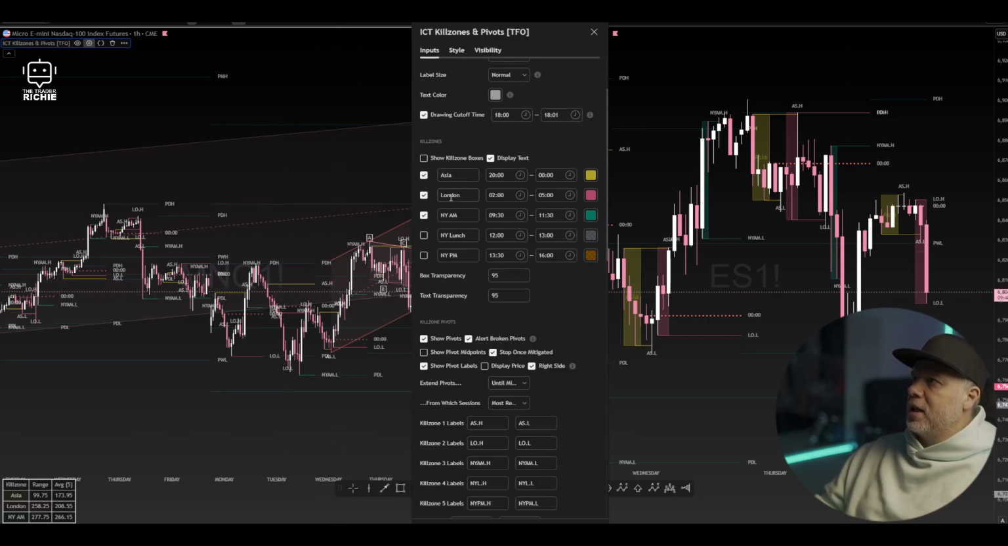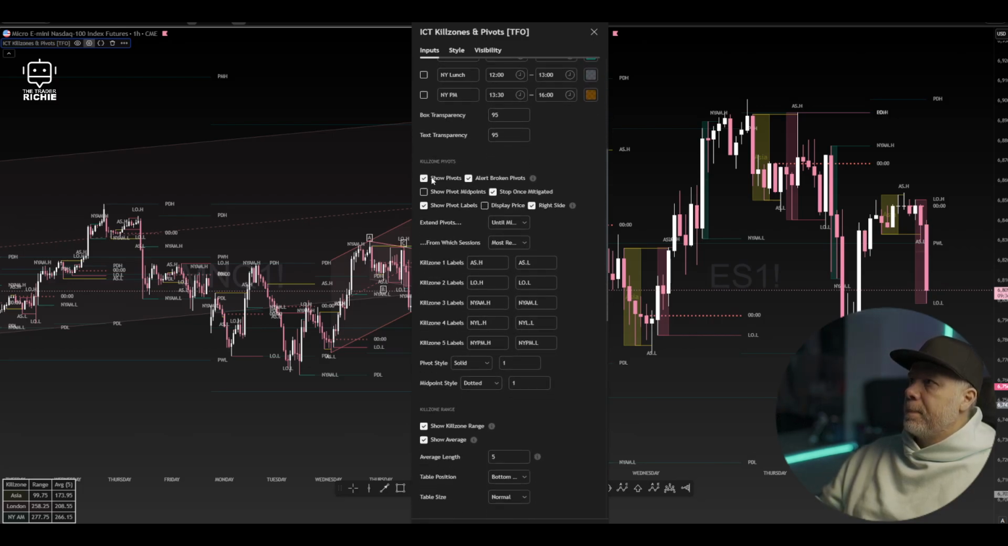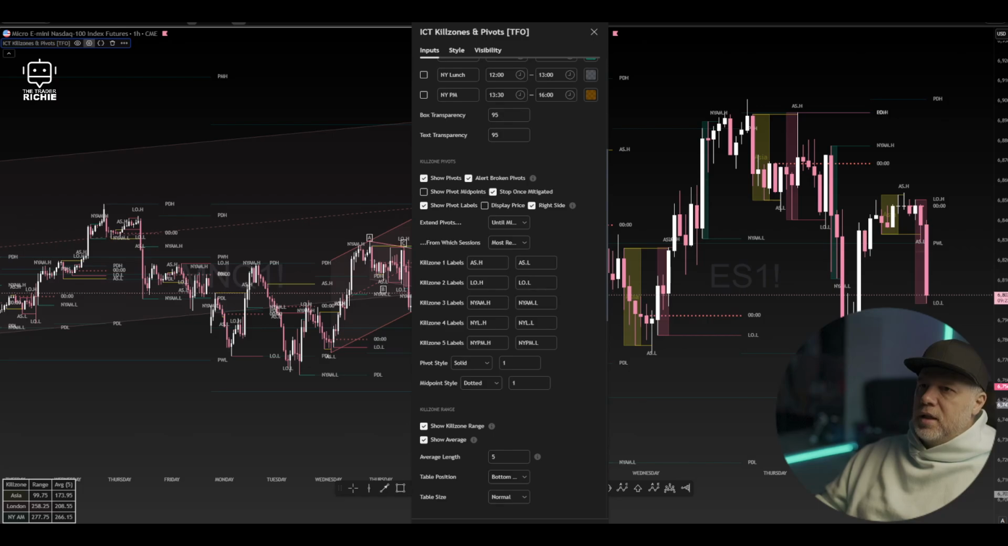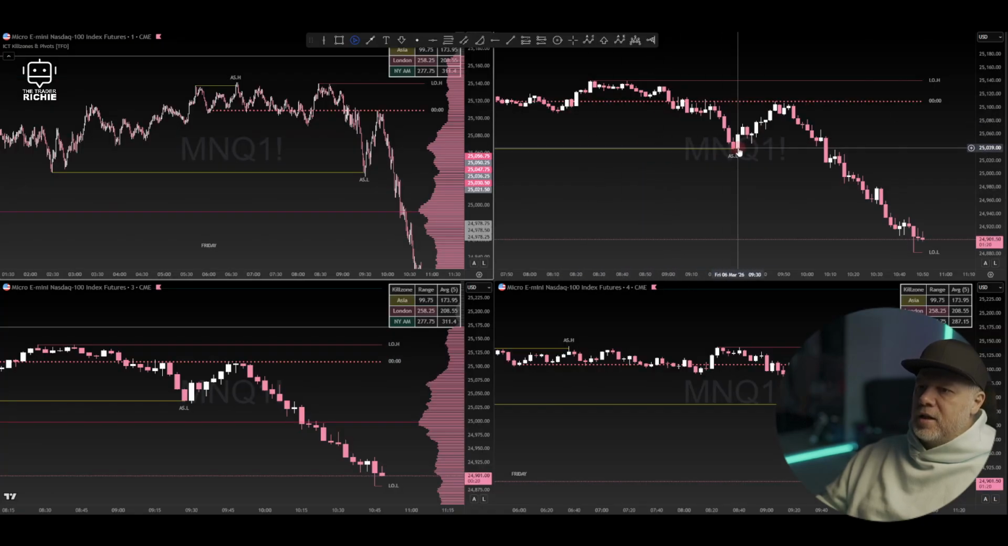So I've got the Asia, the London, the New York, and occasionally I'll put on the New York PM, but I don't generally use that. I've got the box transparency, when I do have it on, at about 95. Down here I've got show pivots, alert broken pivots, show pivot labels, and stop once mitigated, which means once price goes through a high or a low, it stops extending. You can see the Asian line here. We break that Asian line and it stops moving it forward.